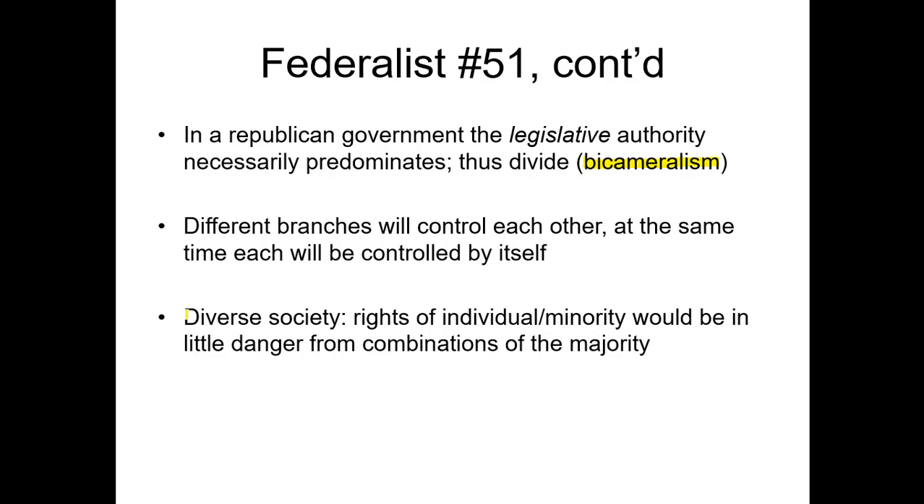So in a very diverse society, which is what was expected, we were going to have a large territory, a large population, and a diverse society. This representative republic, this separation of power, was going to work well for what was expected in the United States, and that the rights of the individual or the minority would be in less danger from combinations of the majority. Madison's prescriptions have worked out pretty well when you look how successful the United States has been, relatively speaking, and how influential this Constitution has been to all the other democratic countries in the world.